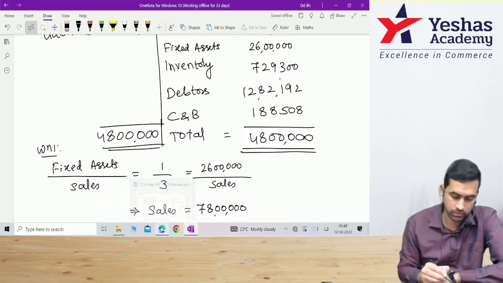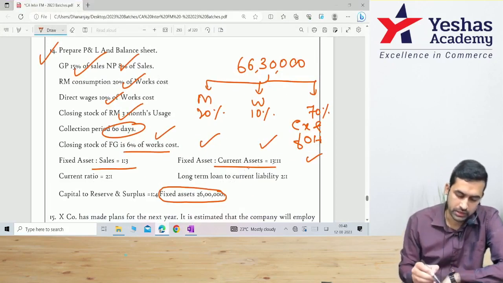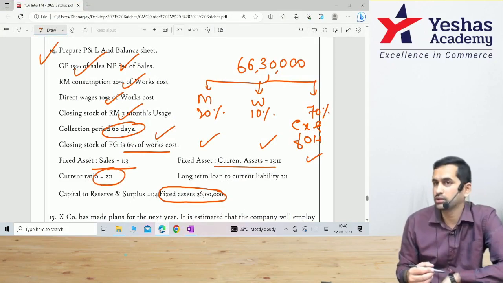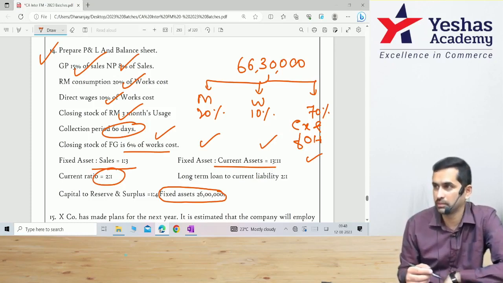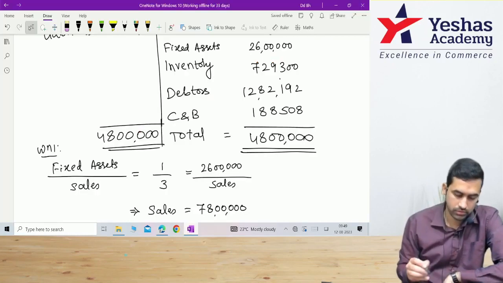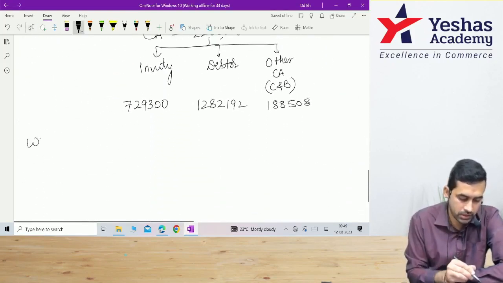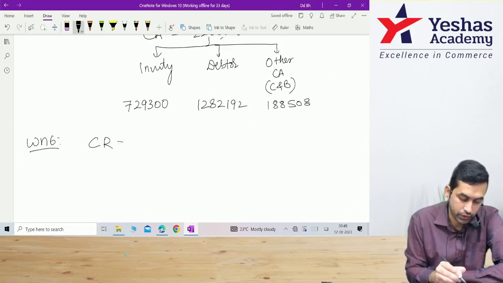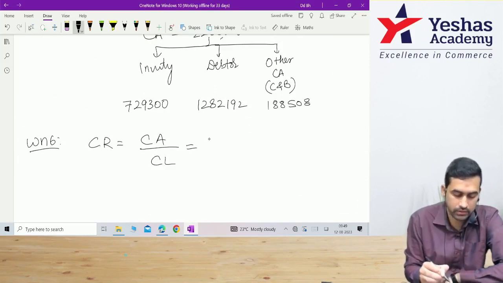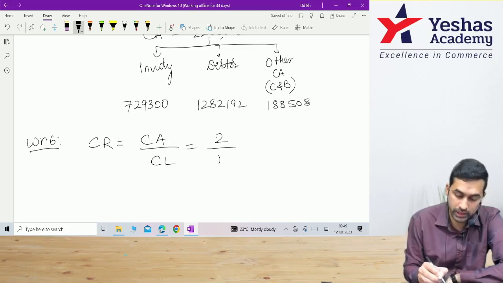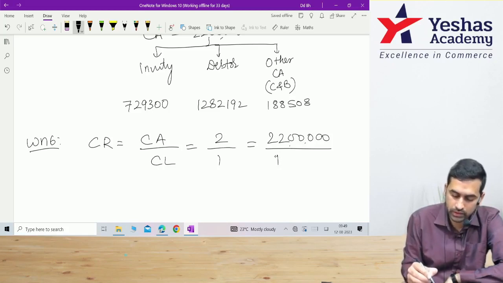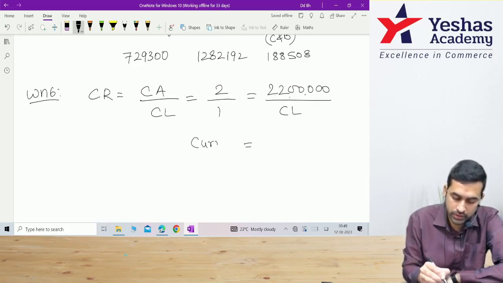Now go back to the question. Fixed asset to current asset done. Current ratio is available. You can do current liability with this since we already have current asset number. Easier. Working note number 6. Current ratio is equal to current asset by current liability, that is 2 by 1. This is 22 lakh. Therefore, this should be 11 lakh rupees.